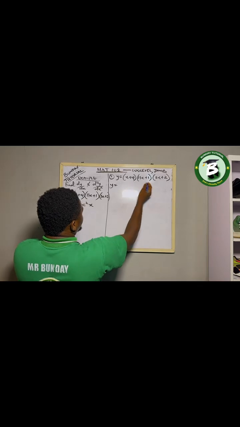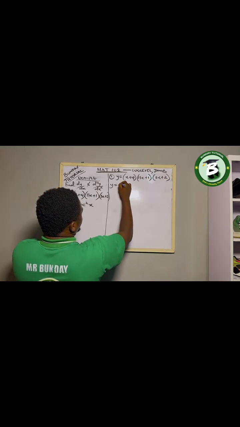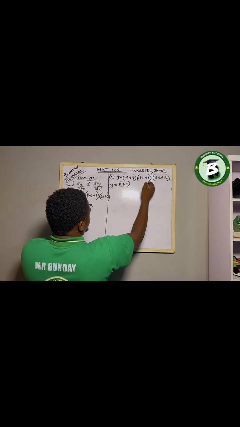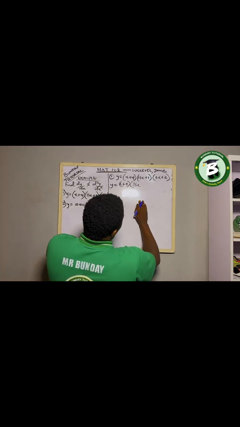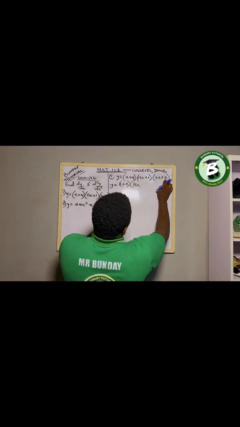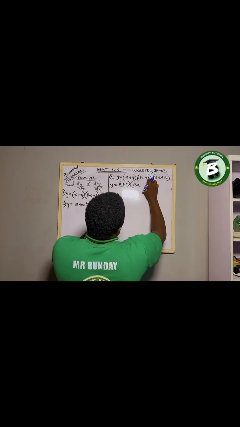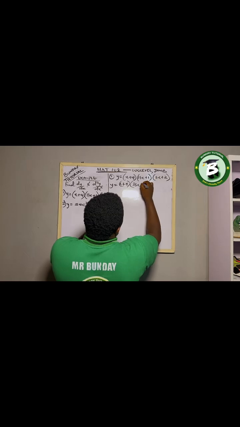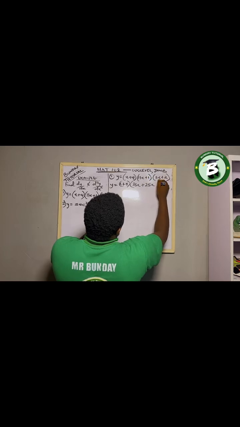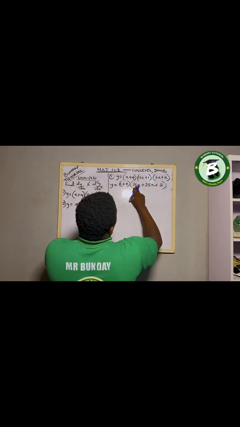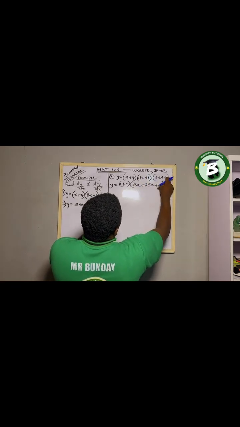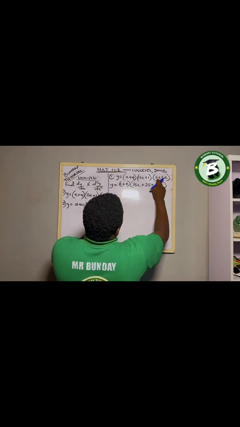I can choose to expand the first two factors here. That will be 11x times 3, that's 33x squared, then 22x, plus 3x, so that's plus 25x, right? Then plus 2. That's the expansion. Again, 33x squared, 22x, 3x, that's 25x, then plus 2.